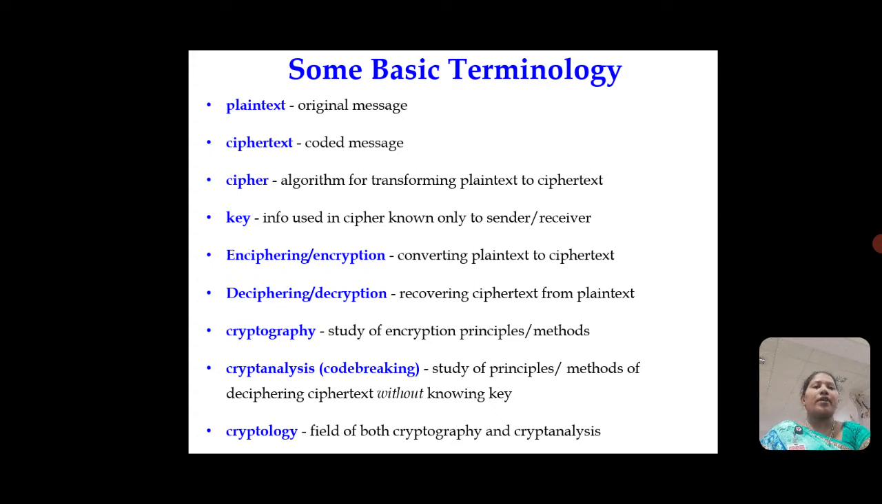Next, what is cryptography? Cryptography is the study of encryption methods. Cryptanalysts are the code breakers who search for methods to convert your ciphertext into the original text without even knowing the key. These are the code breakers, or you can call them crackers or hackers. The next term is cryptology, which is a combination of both cryptography and cryptanalysis. Cryptography is the study of encryption methods, and cryptanalysis is done by the code breakers or hackers who retrieve your information without knowing the key.